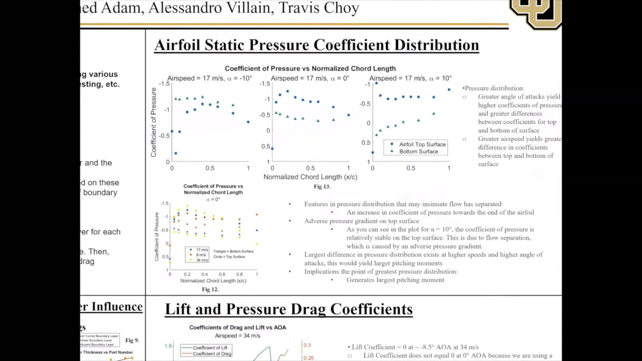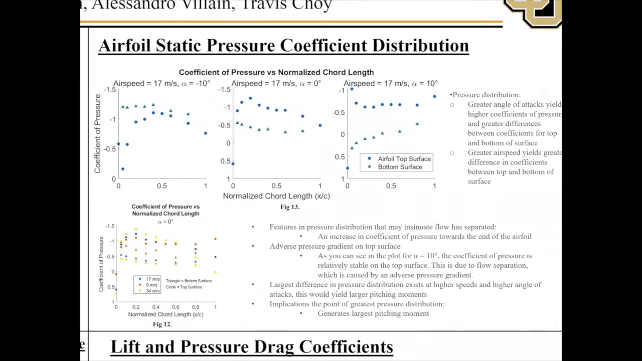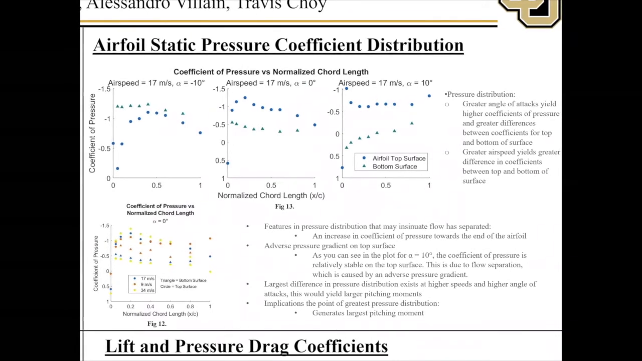For the static pressure portion of this lab, we were given a data set of the static pressure along the circumference of an airfoil at different speeds and angles of attack. From this data, we found the coefficient of pressures at all the given locations on the airfoil, and what we found is as angles of attack increase, the pressure coefficients increase near the leading edge of the airfoil. Additionally, as the velocity increases, the overall pressure increases along the chord length of the airfoil.